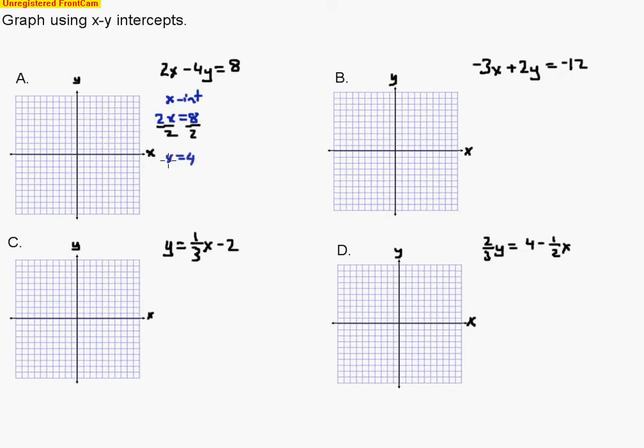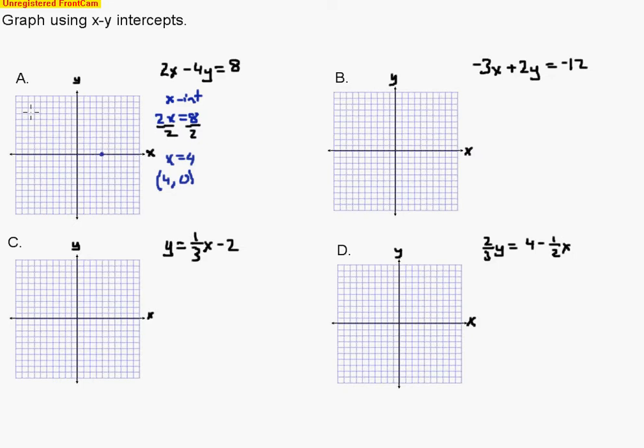And so this is the x-intercept. Remember, we set y equal to 0. So the ordered pair for this is 4, 0. So if I were to plot that, I'd go over 4 spaces, 1, 2, 3, and 4, and put the dot right there.